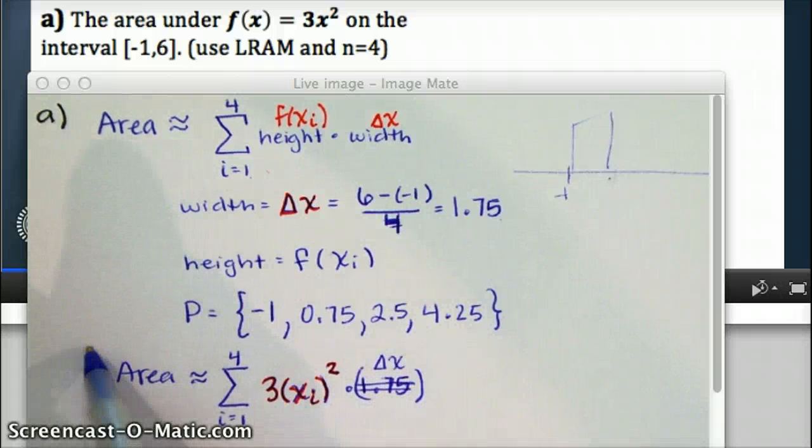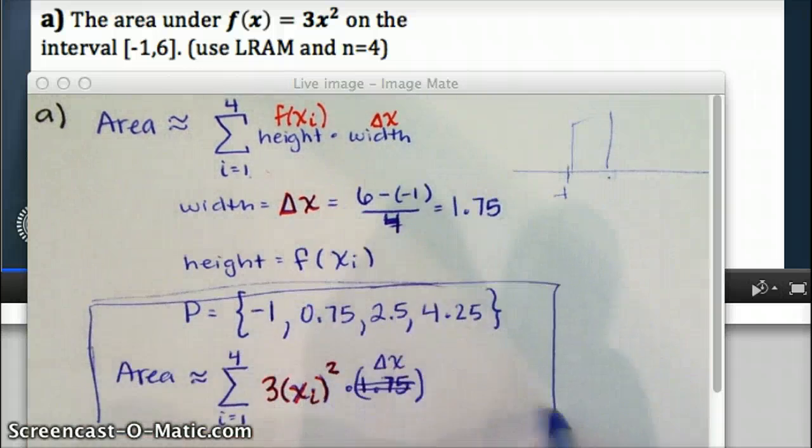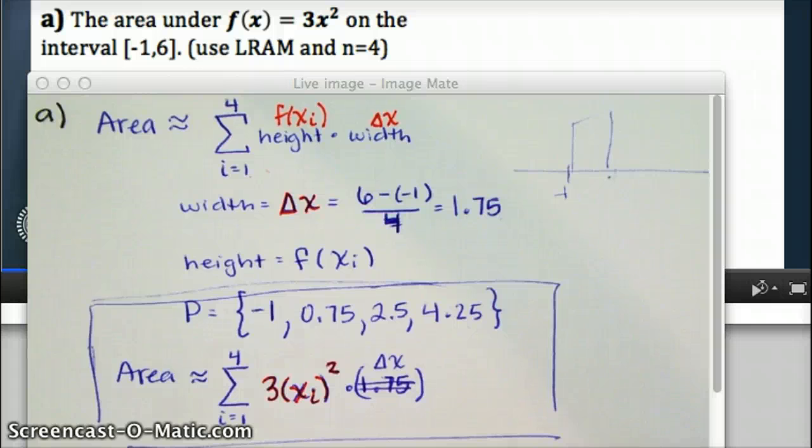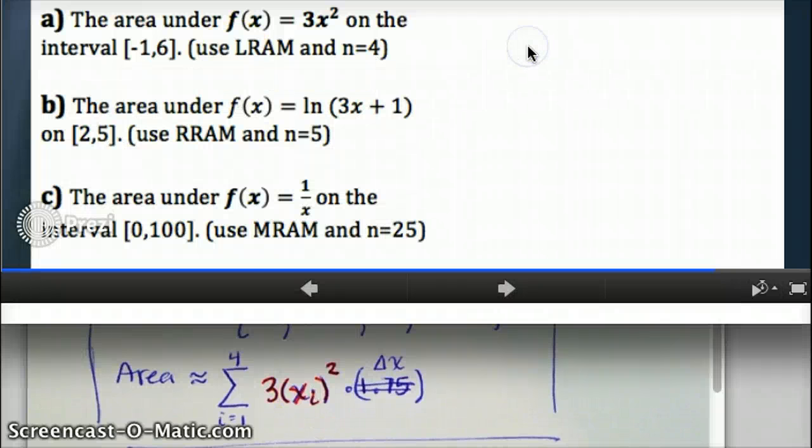This is your final answer, but the partition is part of your answer, so make sure that you've clearly labeled your partition. Again, we started with sum notation, we determined the width, we figured out the partition, the x values that I should use for the heights, and in order to do that I had to think about what left-hand approximation means and what n equals 4 meant. Try to repeat this process for the last two.